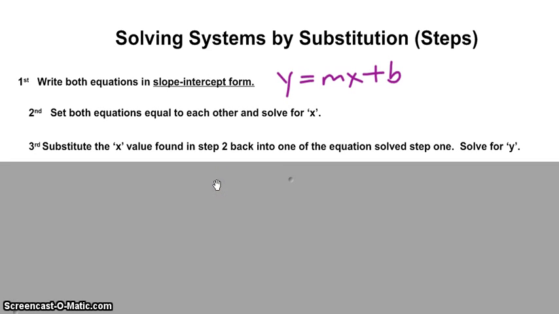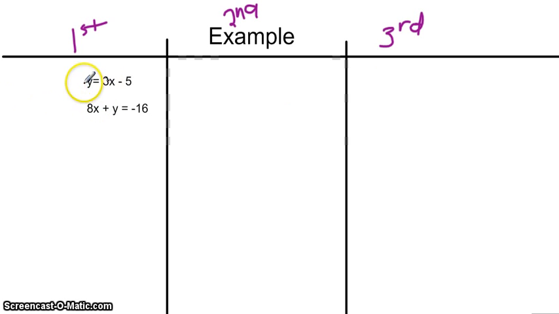And then step number 3 is to substitute the x value found in step 2 back into one of the equations solved in step 1 and solve for y. So let's look at an example. My system is y equals 3x minus 5 and 8x plus y equals negative 16.